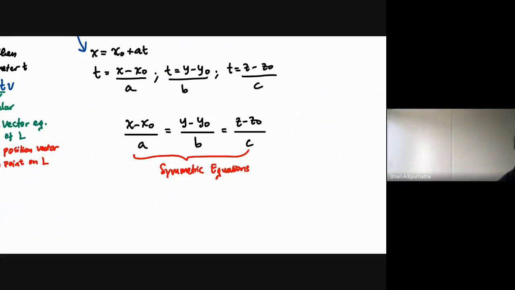What happens if one of A, B, C is 0? For example, if A is 0, then we can still use the other terms B and C, and x is just the same as x0.